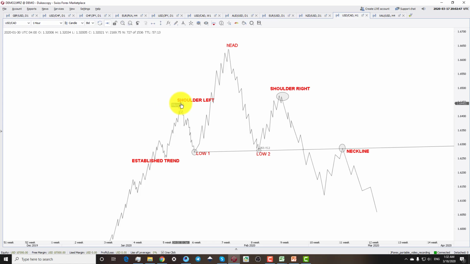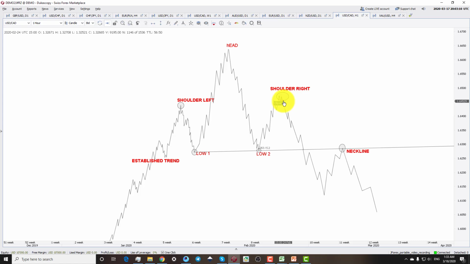Now most of the time the left shoulder and the right shoulder are approximately of equal length, but in the real market nothing is ideal. So sometimes you will get this shoulder below this one, and sometimes you will get this shoulder below the right shoulder. So you have to imagine, and I will try to give some examples.